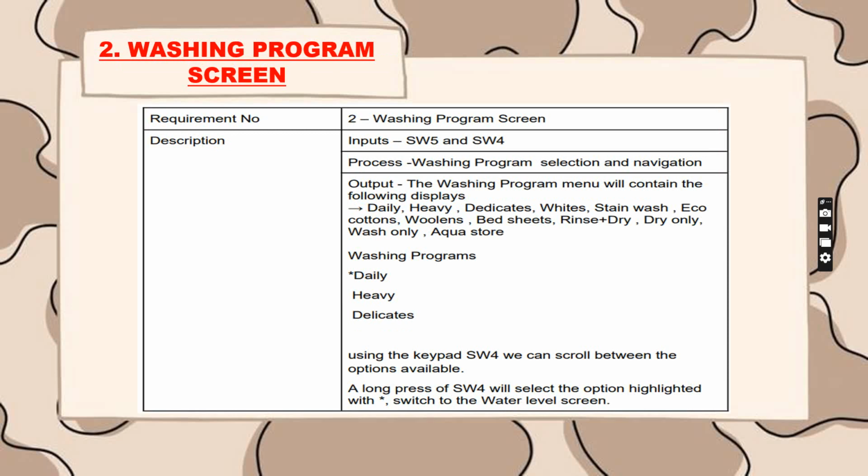When the power is turned on and switches to the washing program screen, the washing program menu appears with a list of options such as daily, heavy, delicates, wool, and many more. Now, switch 4 is used to scroll down through these options, and selecting a particular option is done through a long press of switch 4.